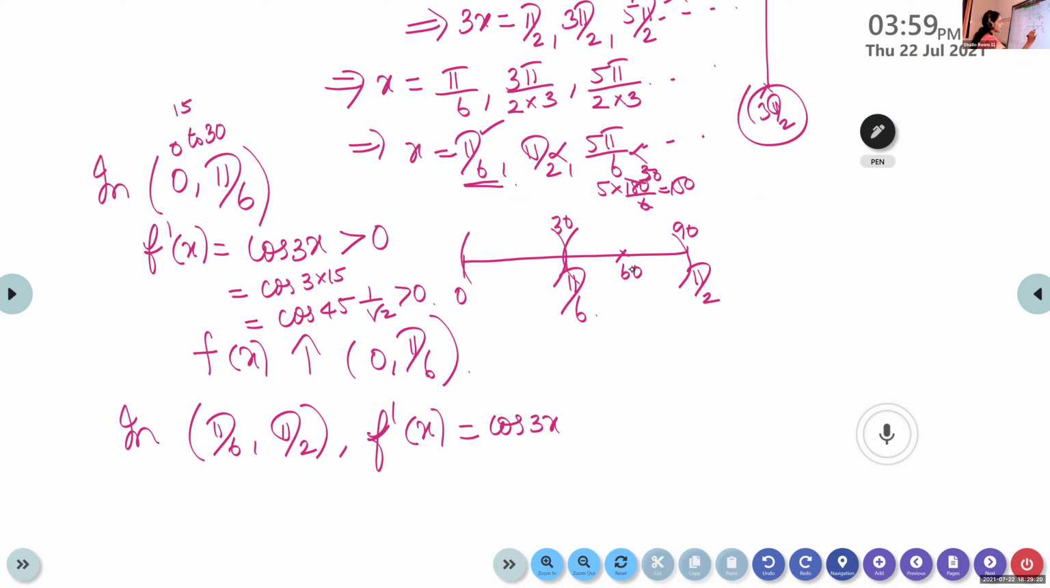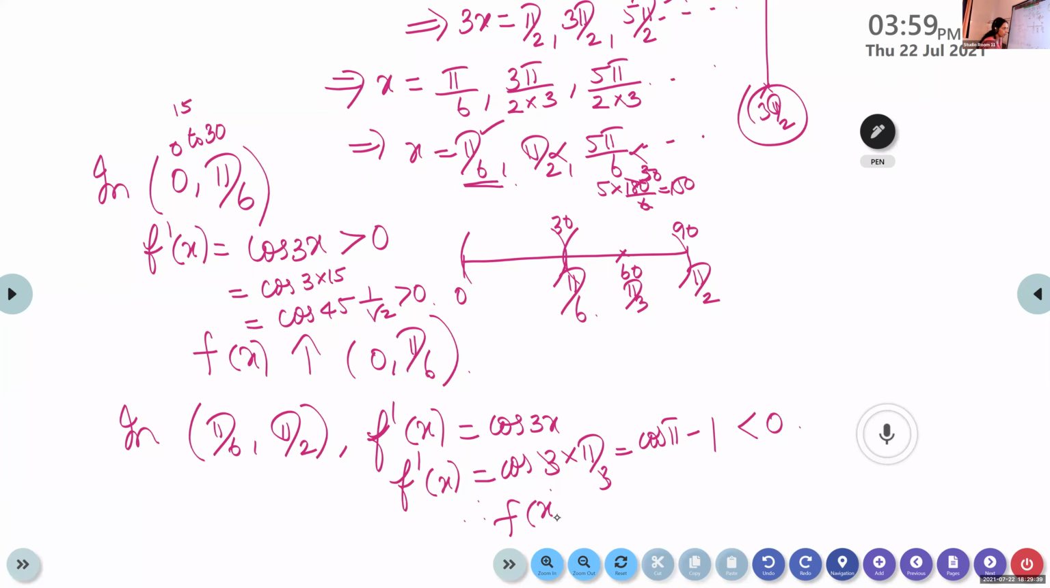Suppose I'm taking 60. 60 means it is pi by 3. So f dash of x is cos 3 into pi by 3, so we'll get cos pi. What is cos pi? Minus 1, which is less than 0. Therefore, f of x is decreasing in the interval pi by 6 to pi by 2.